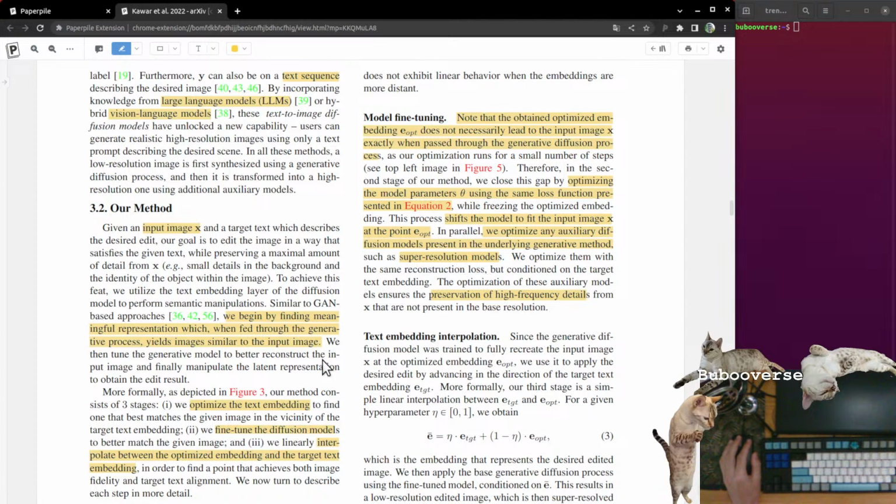Optimized, recreate the input of the optimized embedding e_opt. We use it to apply the desired edit by advancing in the direction of the target text embedding. More formally, our third stage.